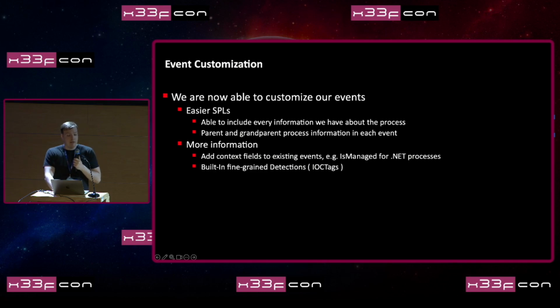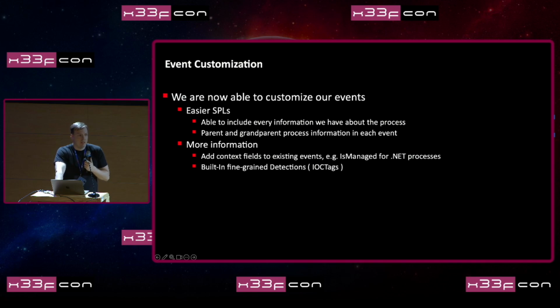So for now, what we have is a stable architecture. We can use different ETW providers, and we have every information about the processes we need to enrich our events. This means for us that the SPL queries we are implementing are now way simpler because our events are way better enriched than those of Sysmon, because we are able to include every information we have about the process, such as the command line or CWD or these kind of things.